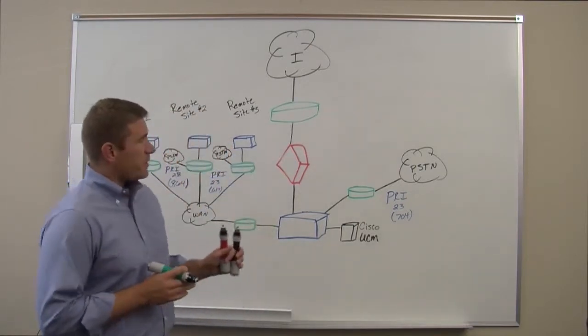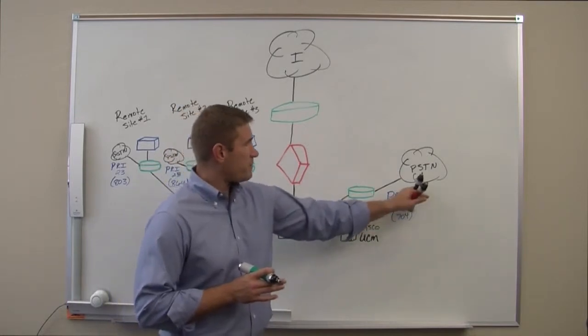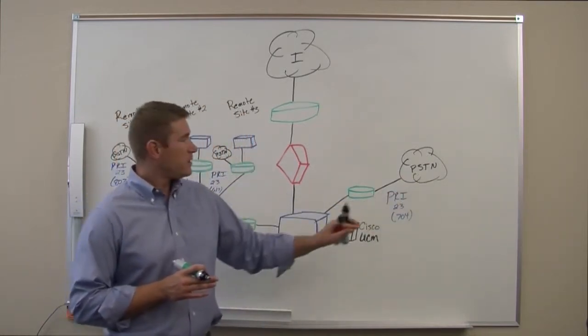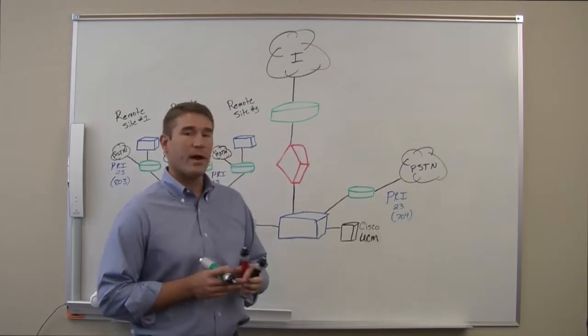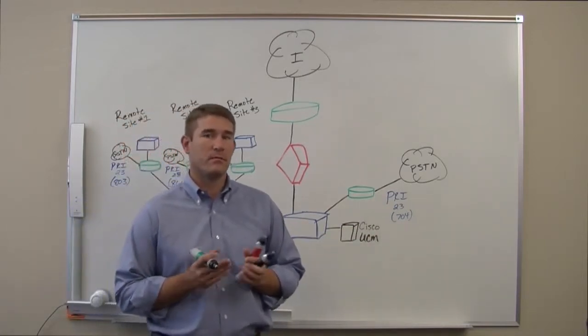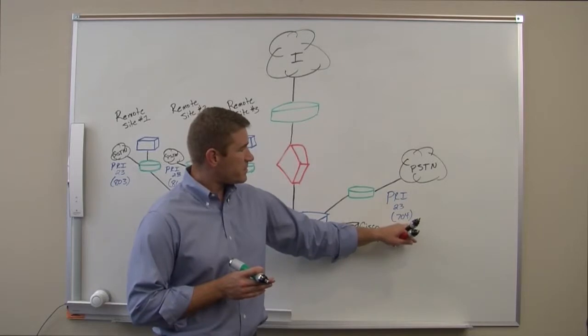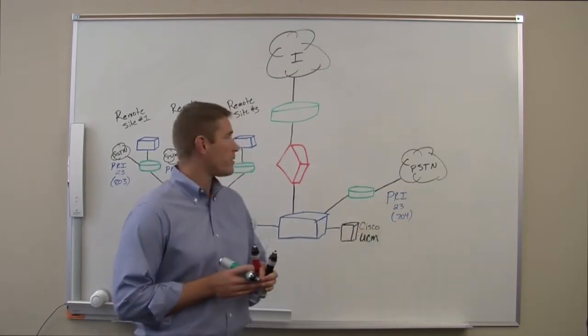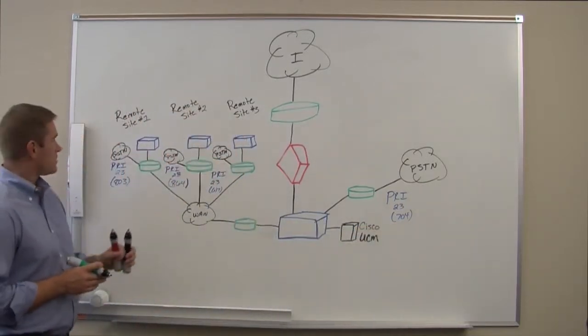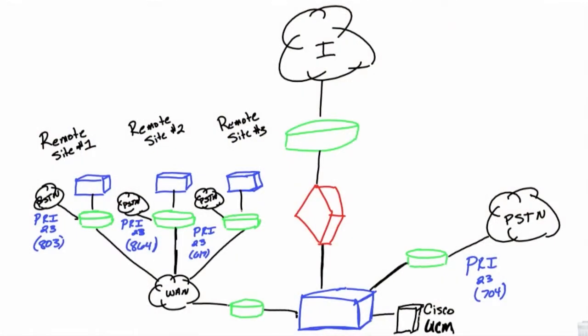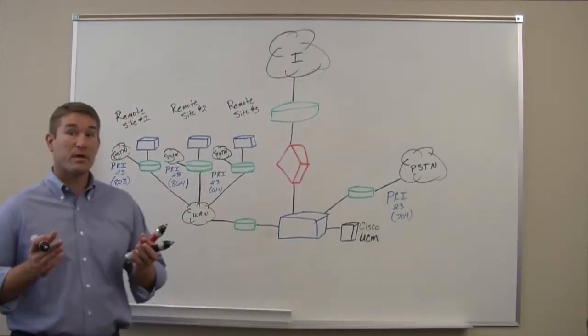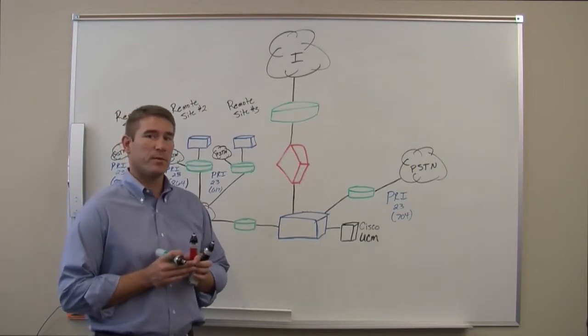In our diagram here, we've got a couple things I want to note. We've got PSTN connectivity at the headquarters location that's done through a PRI. A PRI gives you 23 channels of voice communications. In this specific example, we're using area code 704. We also have 3 remote locations. Remote location 1, we have another PRI consisting of 23 voice channels in the 803 area code. Remote site number 2 is the area code 864, again with 23 additional channels. And remote site number 3 is area code 617 with an additional 23 channels of voice communications.